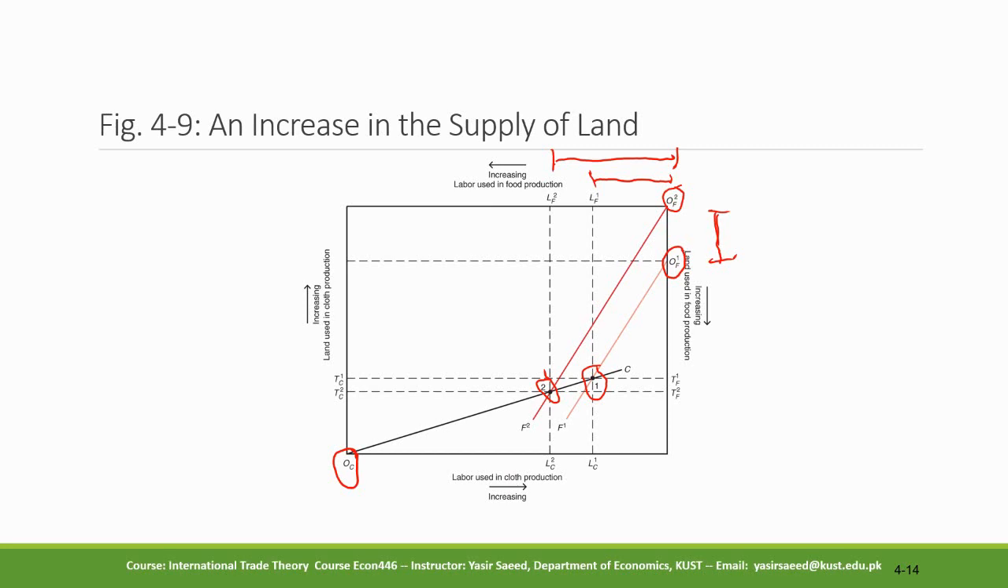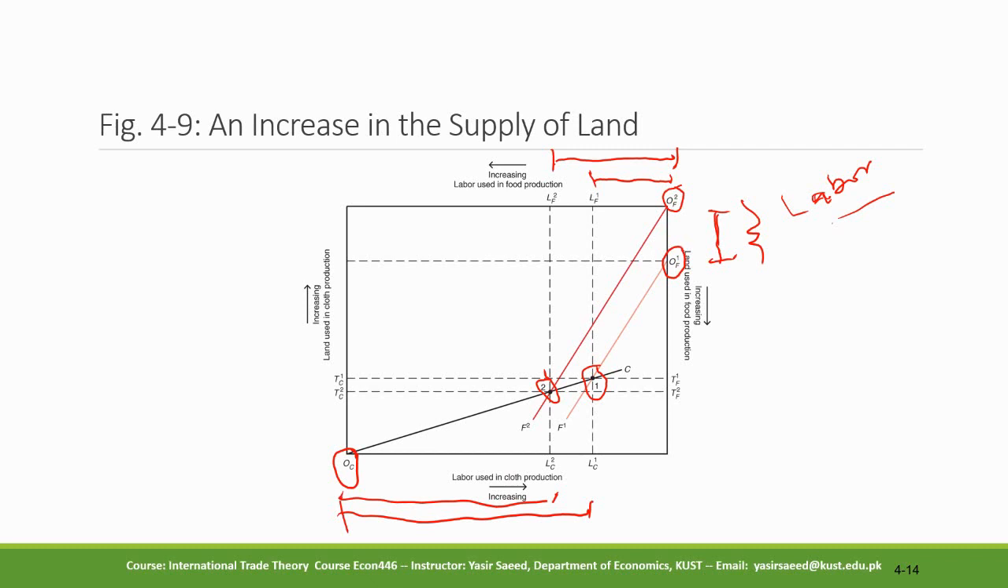Land resources increase, and food was a land-intensive output, so we allocate more resources to land. This additional land also needs a certain combination of labor. It needs to be combined with certain resources of labor to produce the additional output. And where will that labor come from? That labor will come from the closed sector. The initial allocation of labor in the closed sector will decline. So the additional labor will come from the closed sector.